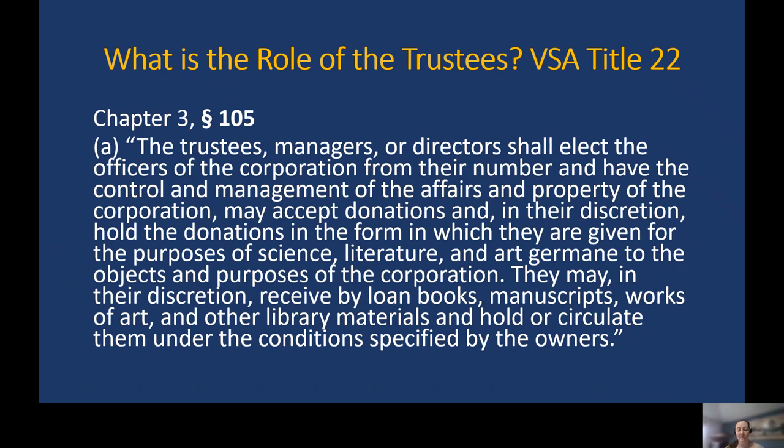For incorporated libraries, Vermont Title 22, Chapter 3, Subchapter 2 states in part, the trustees, managers, or directors shall elect the officers of the corporation from their number and have the control and management of the affairs and property of the corporation, may accept donations, and, in their discretion, hold the donations in the form in which they are given for the purposes of science, literature, and art germane to the objects and purposes of the corporation.